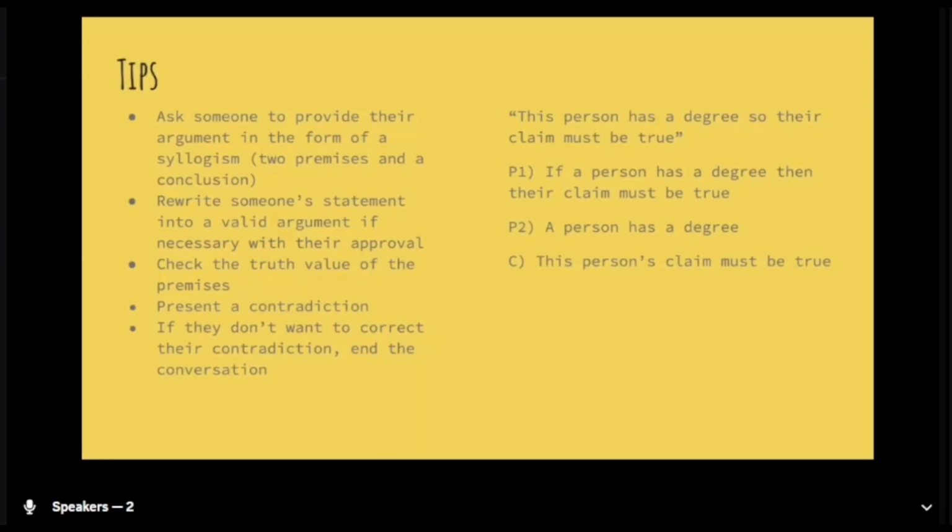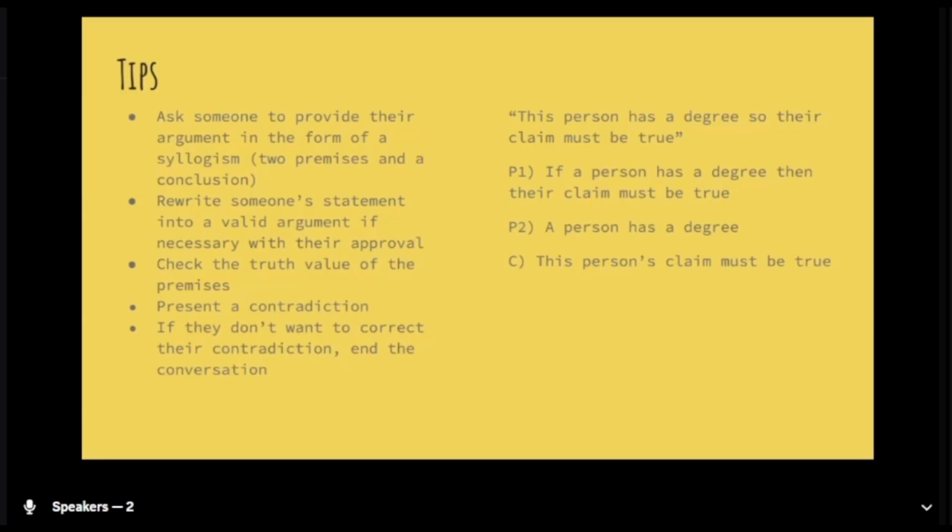And then I'll present a contradiction. For example, in the video I made, I heard Jordan Peterson saying, we don't know where the carbon dioxide in the atmosphere comes from. Jordan Peterson, he's got a degree, but he's saying a false claim there. That's creating a contradiction in that a person's claim must be true if they've got a degree. If they don't want to correct their contradiction and adjust their argument, then I'll just end the conversation. I'll just assume that they're either time wasting or not understanding what's going on.